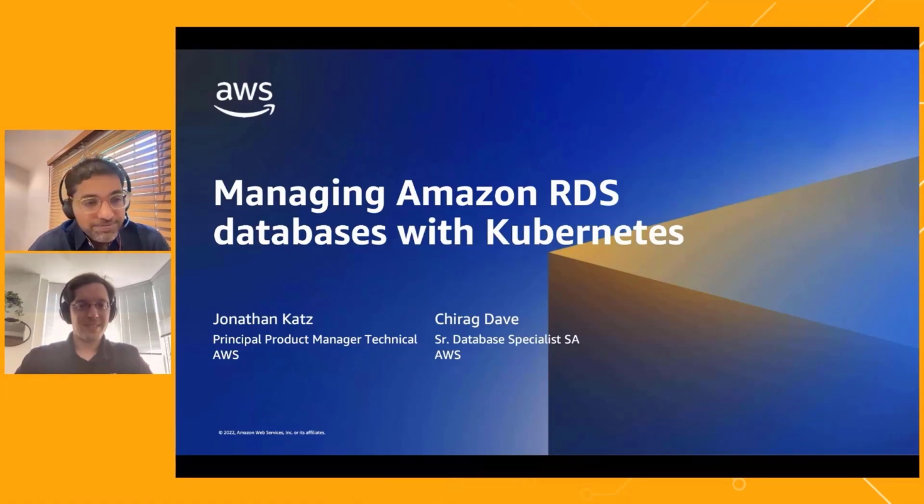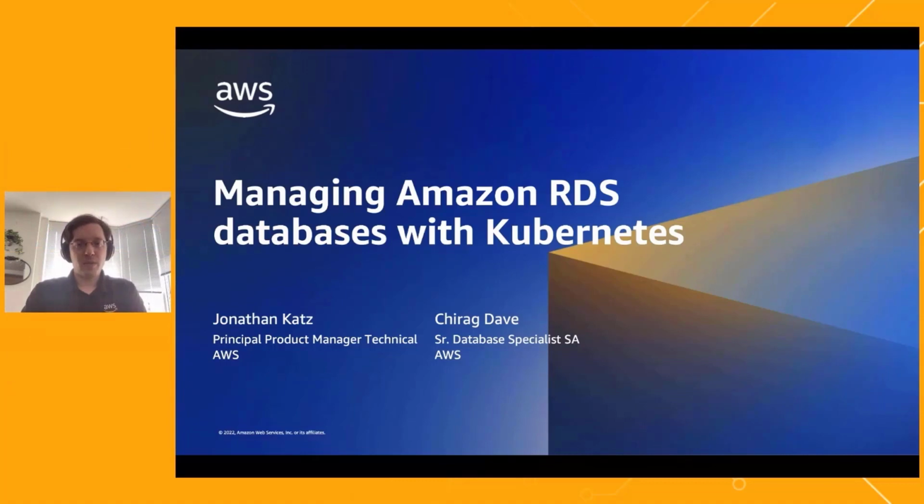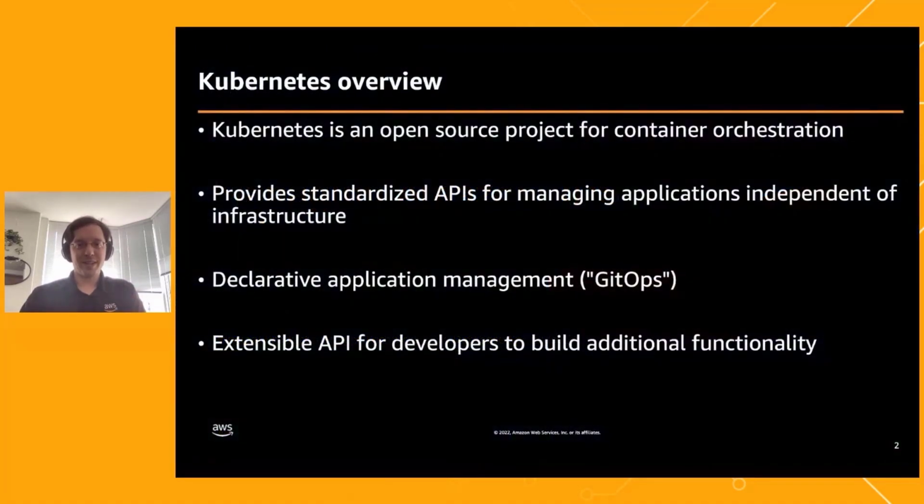So we'll get started. First, we're going to begin with a presentation where I talk a little bit about Kubernetes, running databases in and around Kubernetes, and AWS Controllers for Kubernetes, which is an open source project that helps you manage your AWS resources directly from the Kubernetes API. After that, Chirag is going to demo the ACK controller for RDS, and then we'll recap it and talk about future direction.